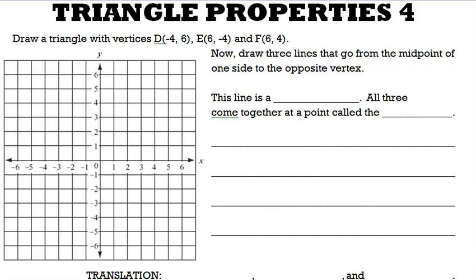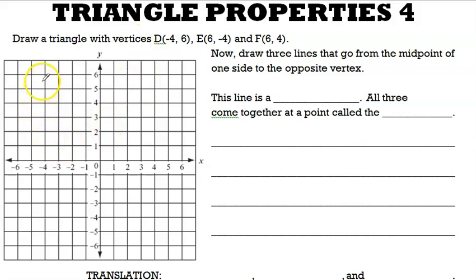Hey everybody, today we're going to work on triangle properties lesson number 4. Now in the previous lesson, properties 3, we were able to do perpendicular bisectors, and those met at a place called the circumcenter, and we were able to draw a circle around the triangle, and that circumcenter was the center of the circle. We also did angle bisectors, and they met at a place called the incenter. And then that would mean if you inscribed a circle inside the triangle, then that point would be the center of it.